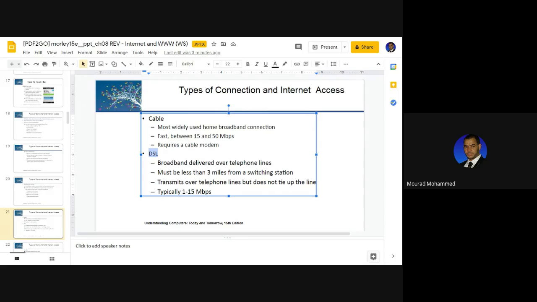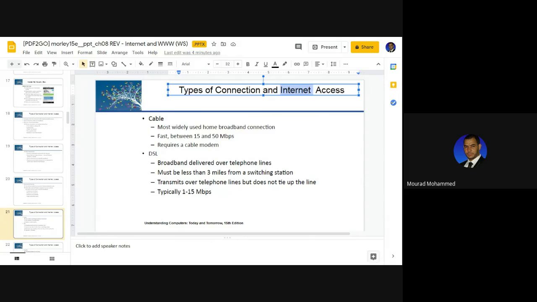In addition, it gives us a wide band, which means a good speed. It can give us a good speed of download and upload, actually downlink and uplink. Since it is cheap, it is very common. It's not the best, but it is one of the very adopted models via which we get connected to the internet and to the WWW services: digital subscriber line.